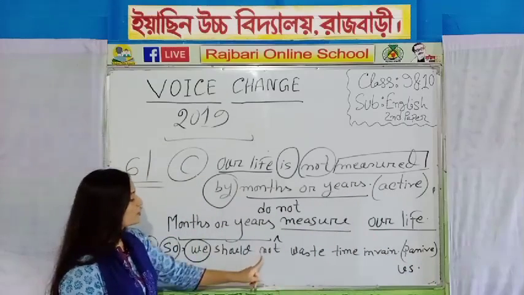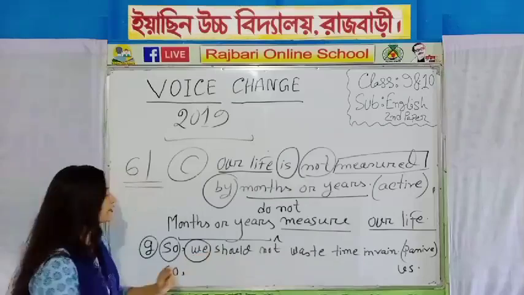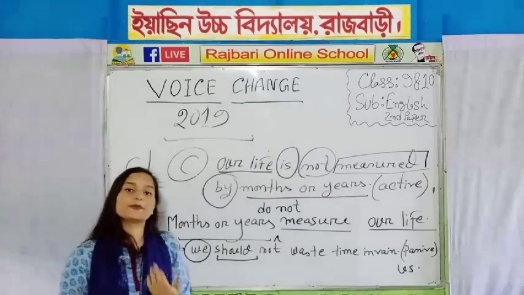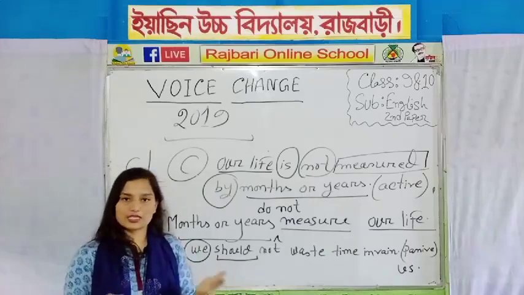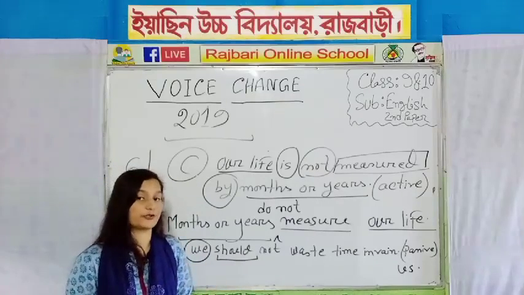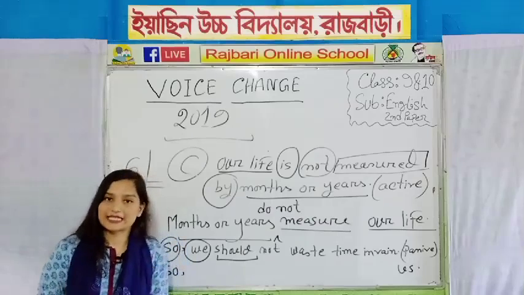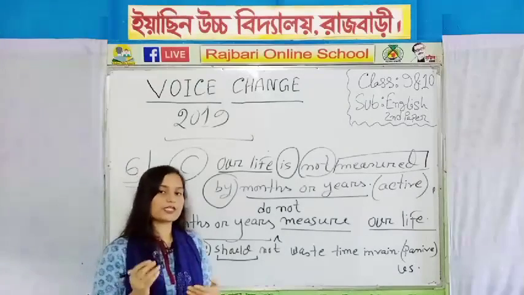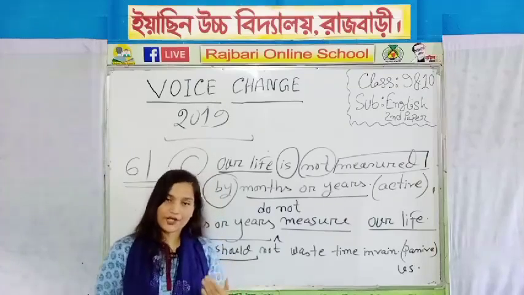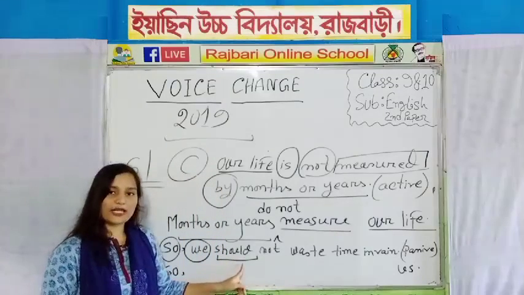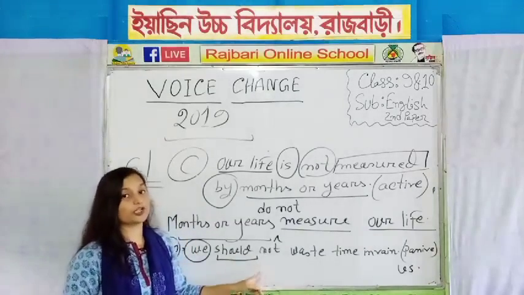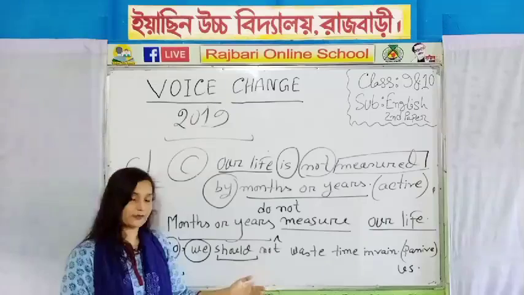Next one is should not waste. See, here should is a modal auxiliary verb, right? What is a modal auxiliary verb? Am, should, shall, may, might, can, could, will, would. These are modal auxiliary verbs. And we know that after modal auxiliary verbs there is always the present form of the verb. So if I want to make it passive voice, we cannot put the past participle form of the verb right after the modal auxiliary verb.